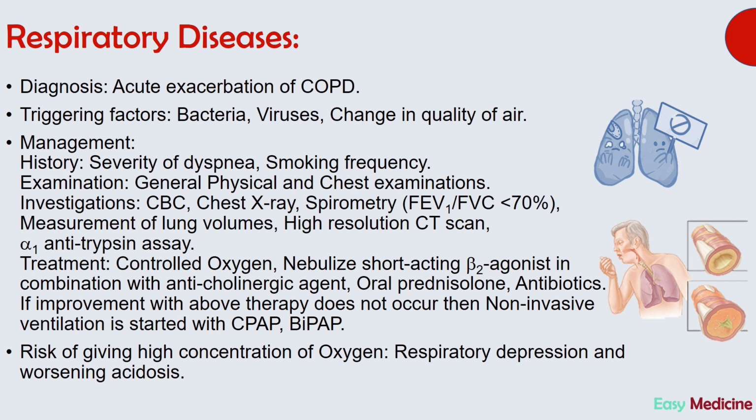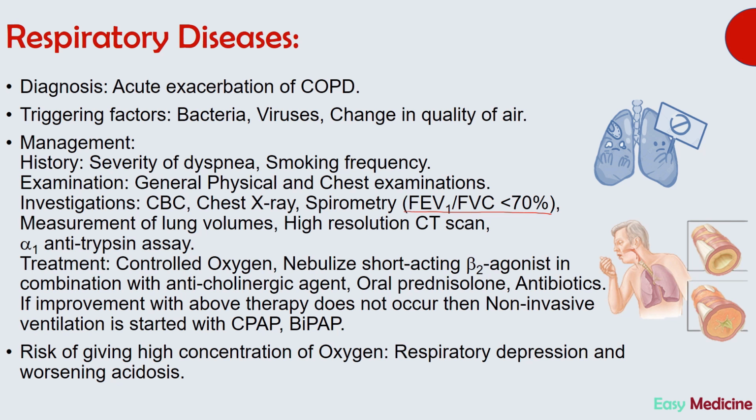The next part of the question asked about the management, and the management involves history, examination, investigations, and finally the treatment. In the history of this patient, severity of dyspnea and smoking frequency must be asked. In examination, general physical examination and focused chest examination must be done. Investigations involve complete blood count, chest x-ray and spirometry, which will show an obstructive pattern, given by an FEV1 over FVC ratio of less than 70%. And these three investigations are really important to diagnose COPD.